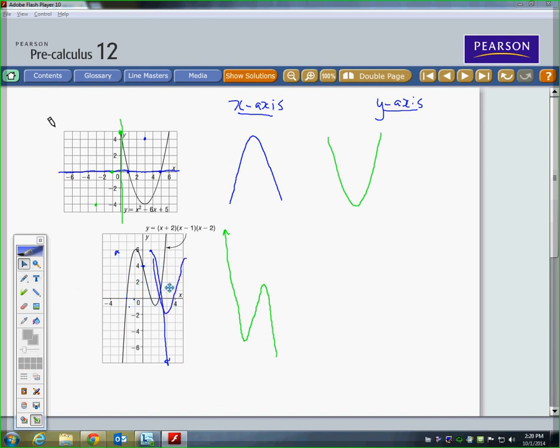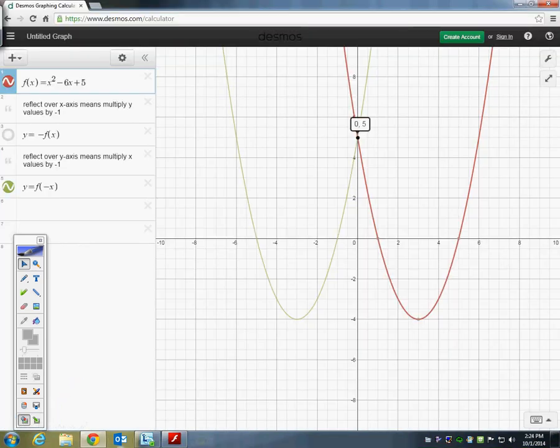Now when I move it over, because I drew it in more than one, it didn't work out that nicely. So that's the way it looks like when it reflects over the y-axis. And that one does look a little confusing. Let's take a look at our first example.